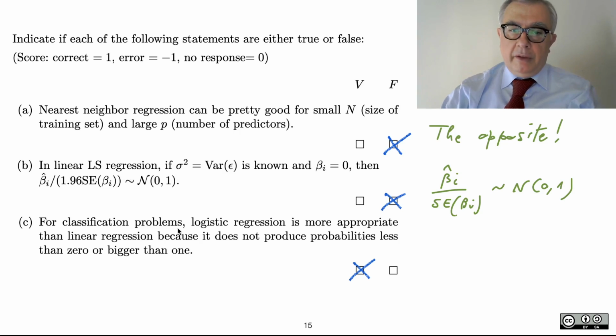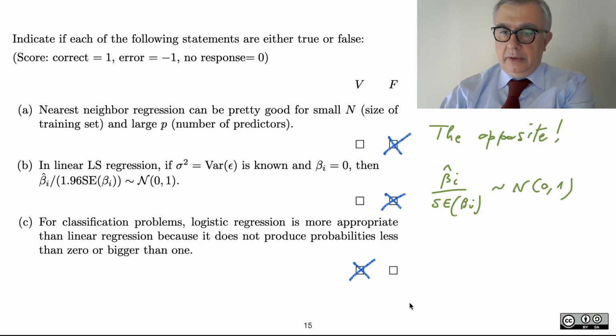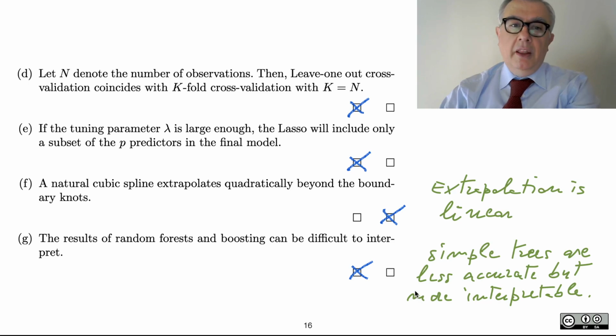Question C. For classification problems, logistic regression is more appropriate than linear regression because it does not produce probabilities smaller than 0 or bigger than 1. Well said. Yes, that's true. So this is a clear true response.